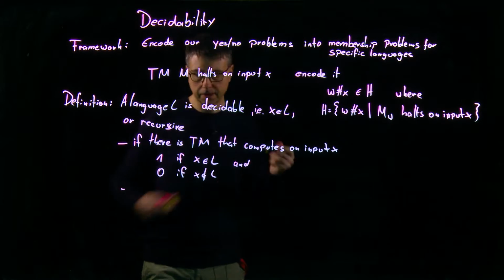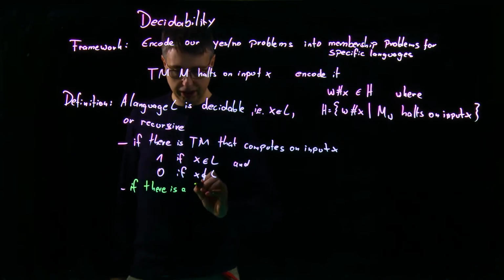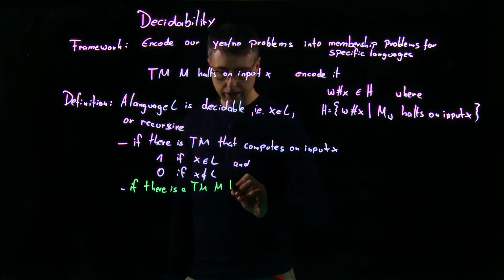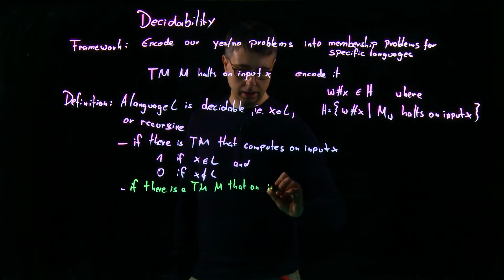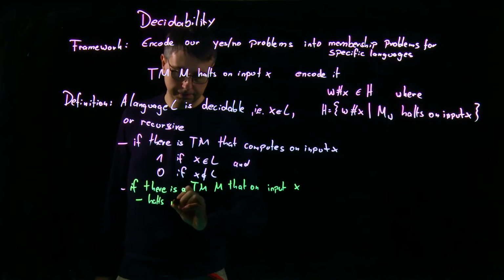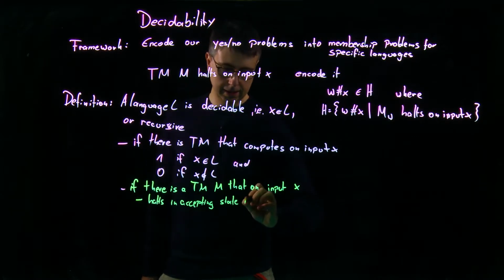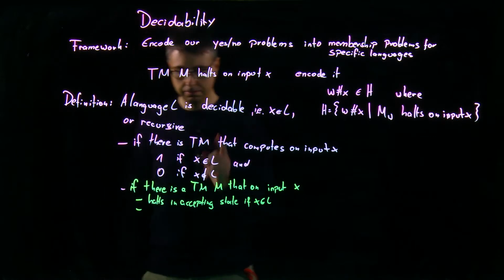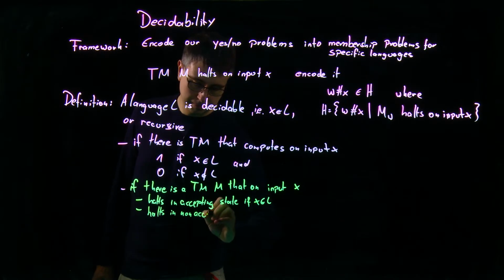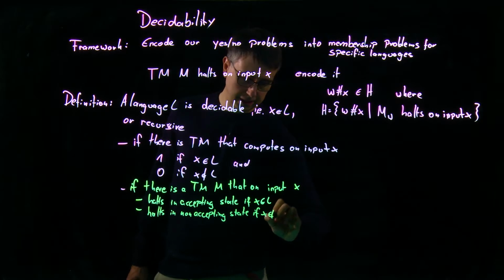The second one is if there is a Turing machine M that on input X halts in an accepting state if X is in L, and halts in a non-accepting state if X is not in L.